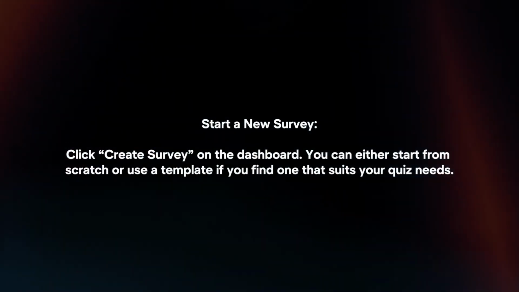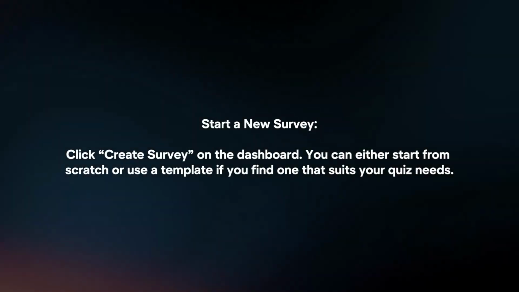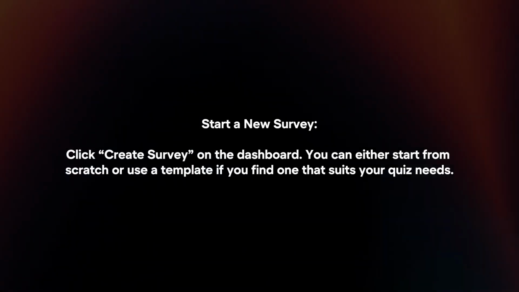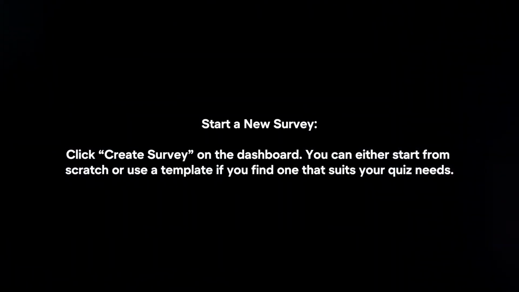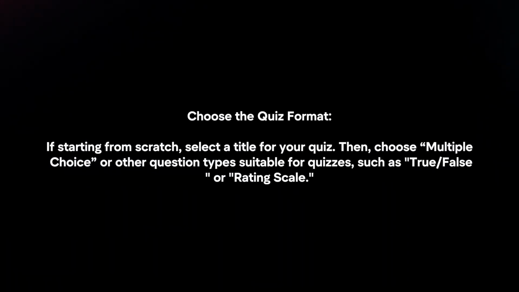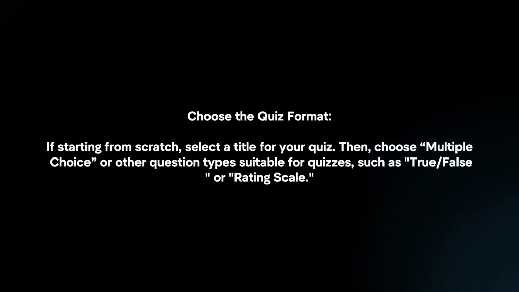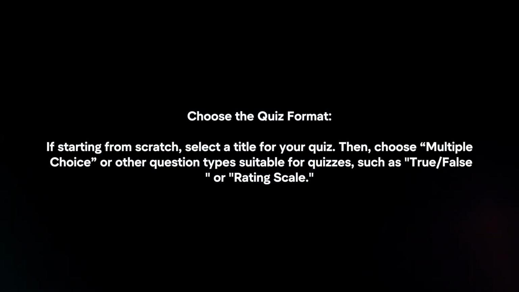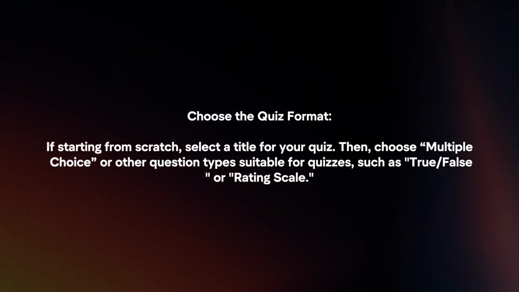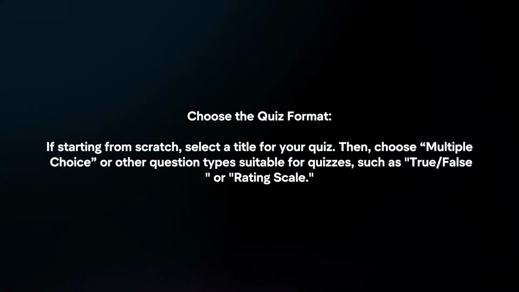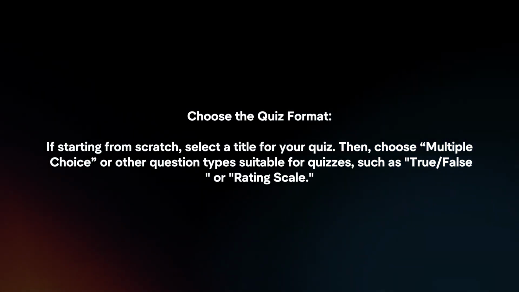Start a new survey. Click Create Survey on the dashboard. You can either start from scratch or use a template if you find one that suits your quiz needs. Choose the quiz format. If starting from scratch, select the title for your quiz. Then choose multiple choice or other question types suitable for quizzes, such as true or false or rating scale.